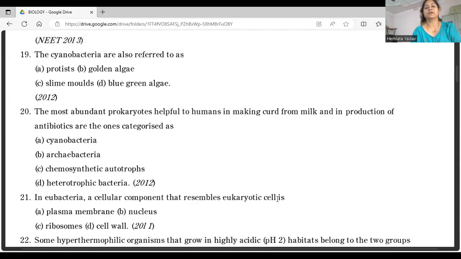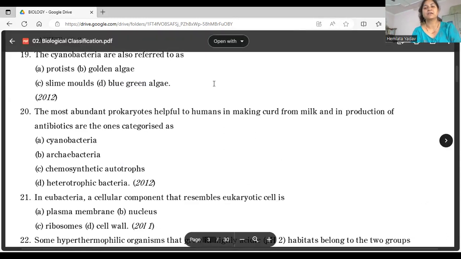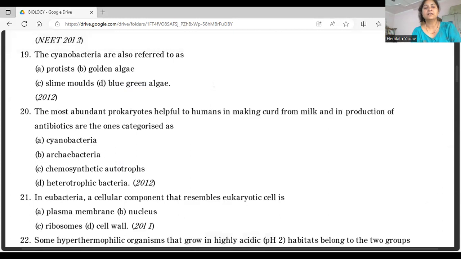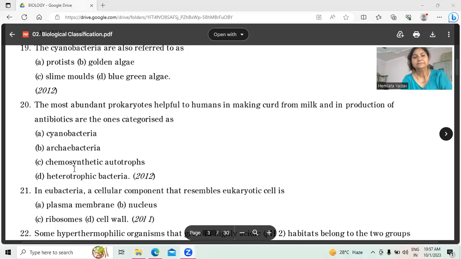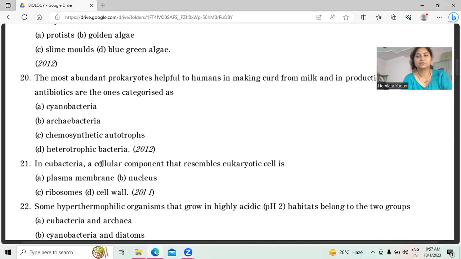The most abundant prokaryote helpful to humans is the one making curd. Which bacterium is used for making curd? We will say that making curd is done by Lactobacillus. We know that it is a heterotrophic bacterium.